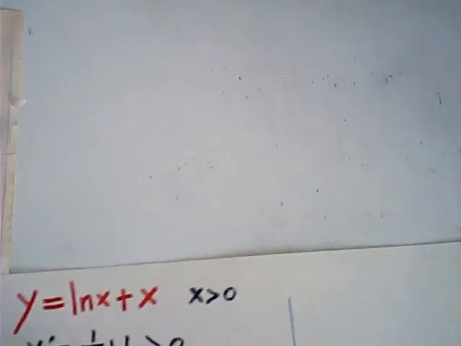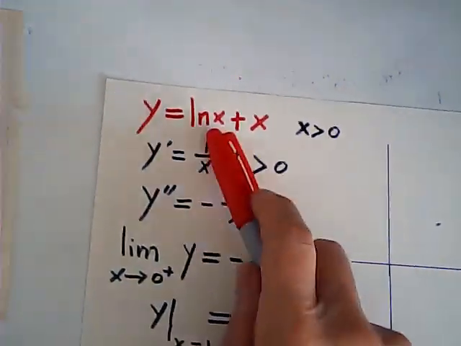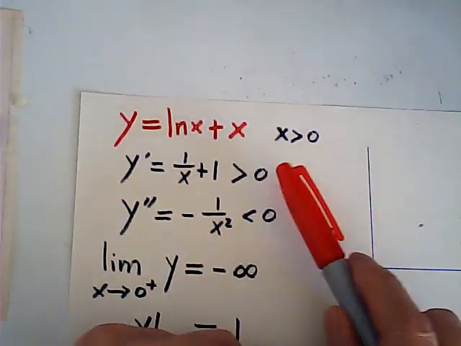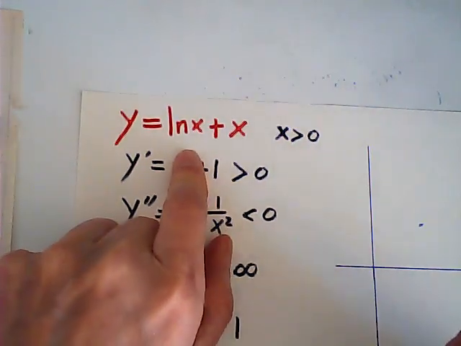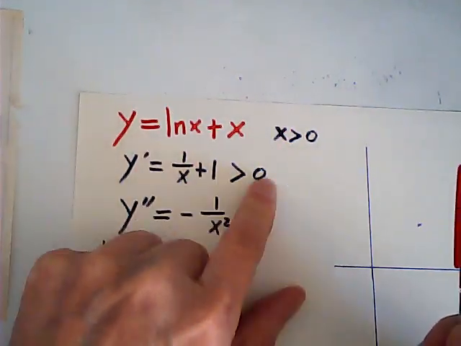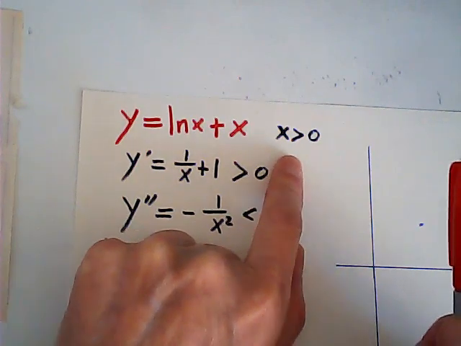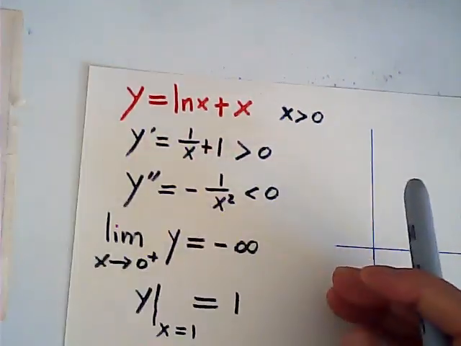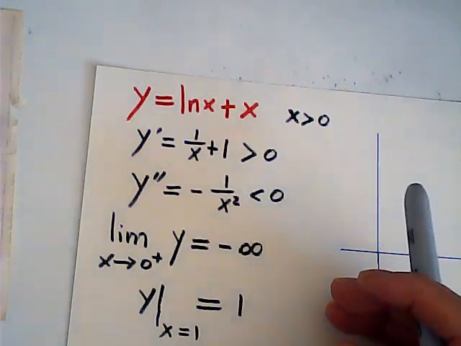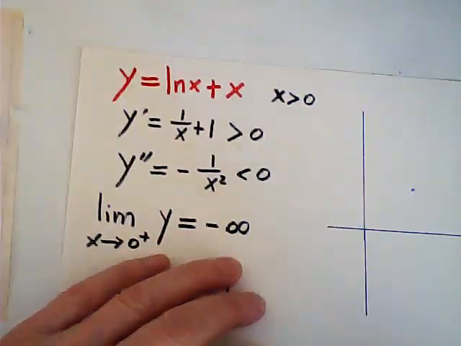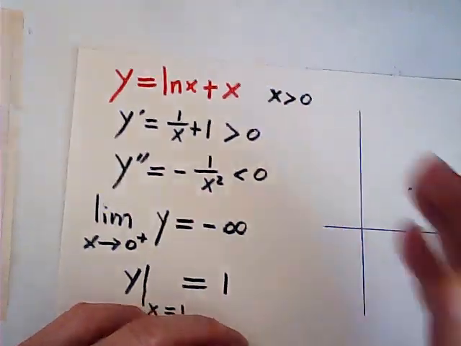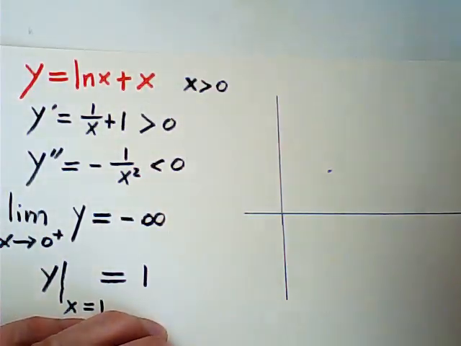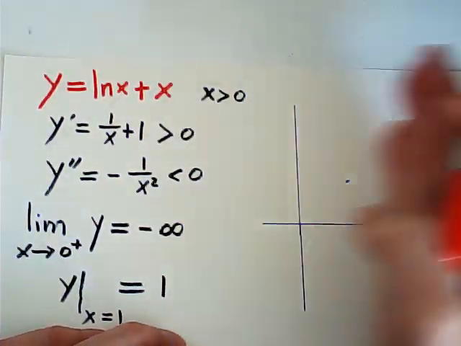Now, next example, this function. First, the domain is x positive. So we are sketching the curve in quadrant 1 and quadrant 4. The domain is over there.